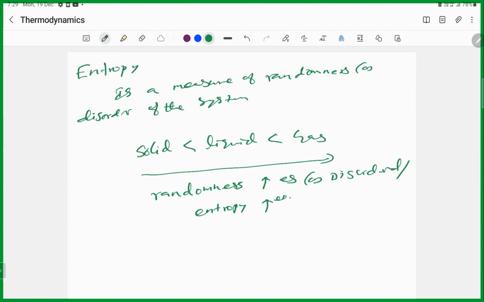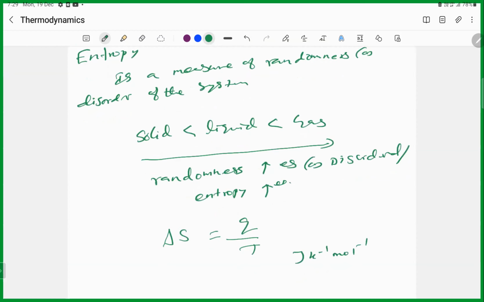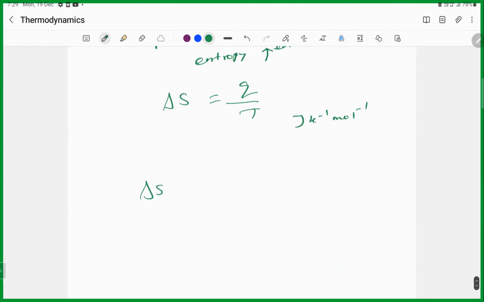So how can you define that? Entropy is delta S equal to Q by T. Entropy is a state function. Why is it a state function? It depends upon the initial state and final state. The unit of entropy is joule per Kelvin per mole. For a chemical reaction, the change of entropy is delta S equal to summation of entropy of products minus summation of entropy of the reactants.